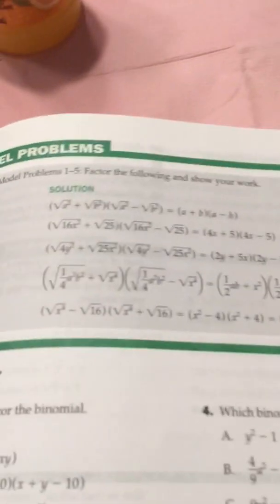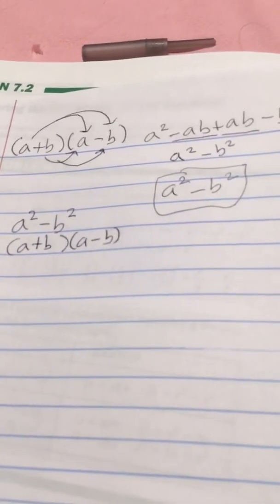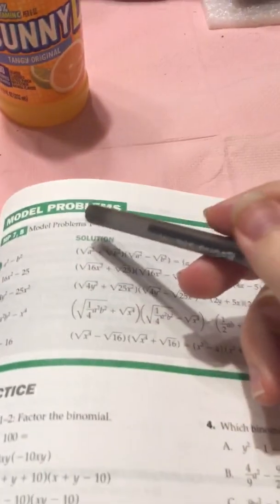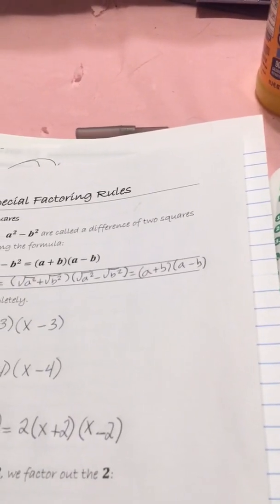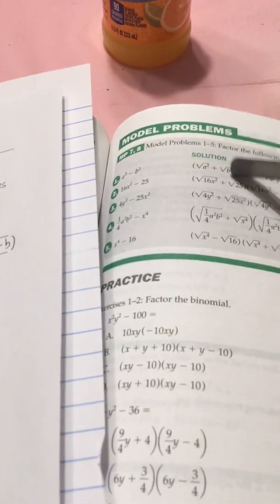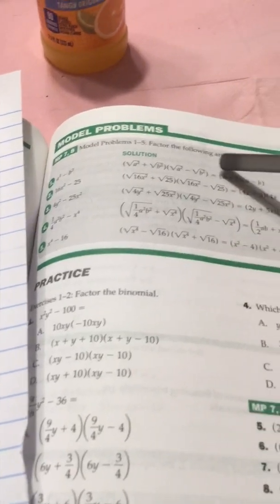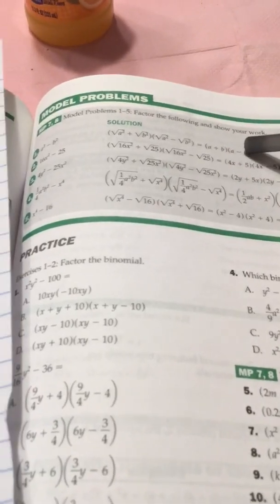If we see here, notice they're giving that same example that I did here, the same basic one, where you have A squared minus B squared. They were showing that longer one over here. They're showing you the square root of A plus the square root of B squared times the square root of A minus the square root of B, which will come down to A plus B times A minus B.